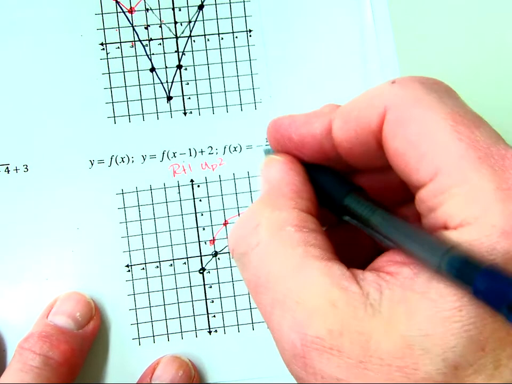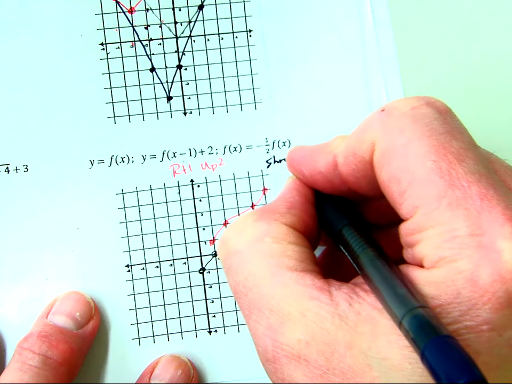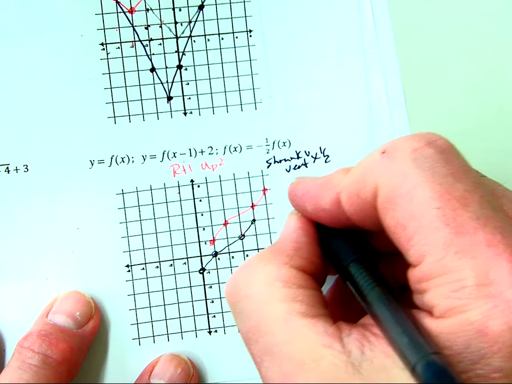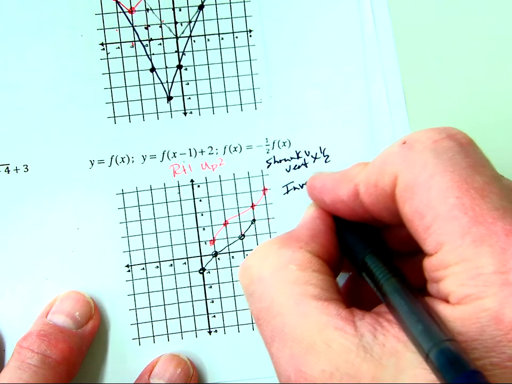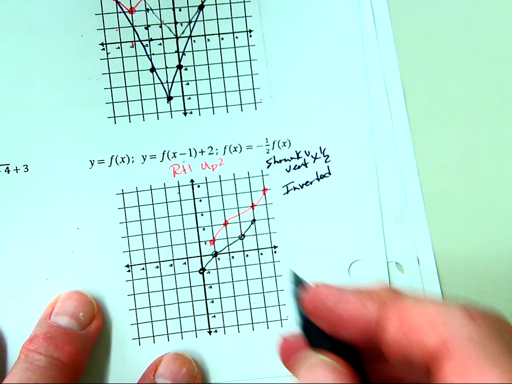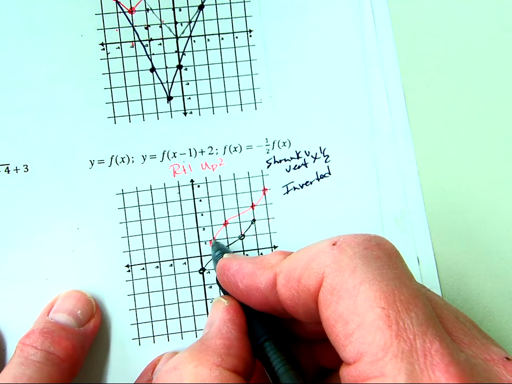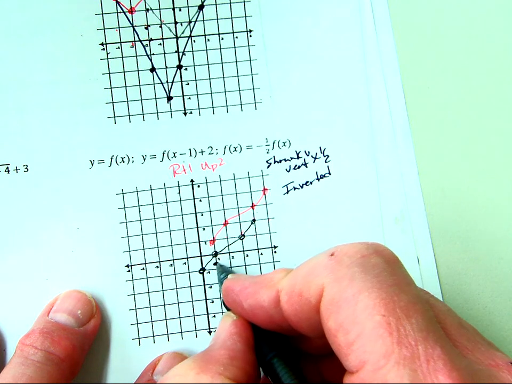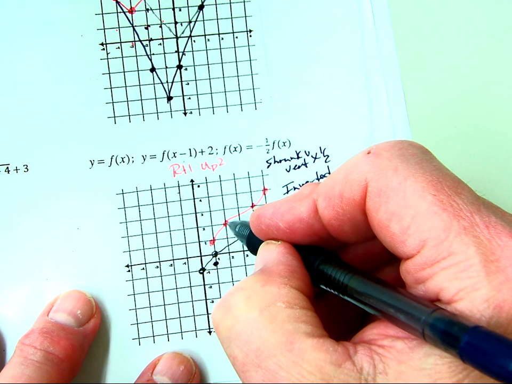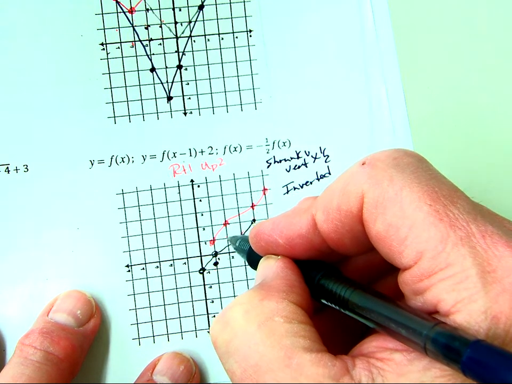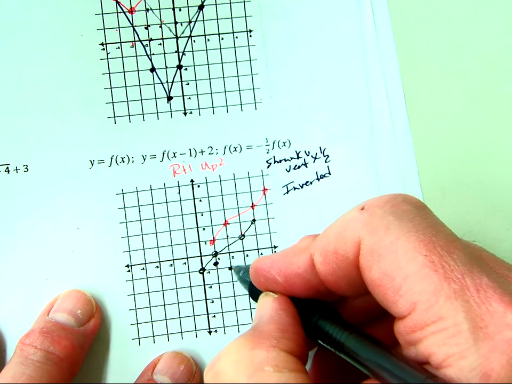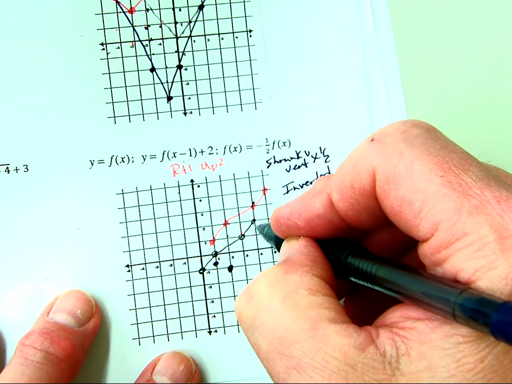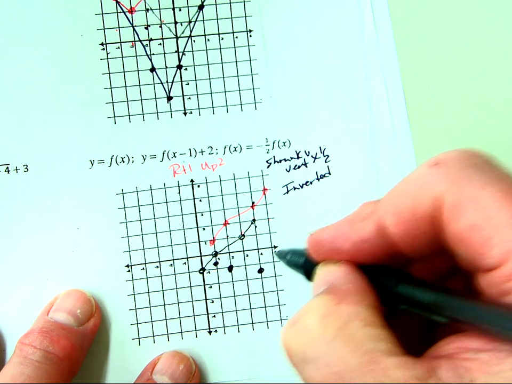This one here, that 1/2 out front means shrunk vertically by 1/2, and the negative means inverted. So this point right here, the y coordinate's 1, we take half, puts us at 1/2, and inverted puts us at -1/2. This one here, the y coordinate is 2, half of that is 1, inverted is -1. Here the y coordinate is 3, half of that is 1.5, inverted is -1.5.